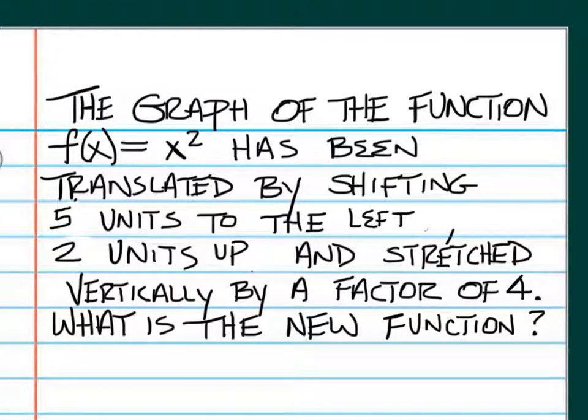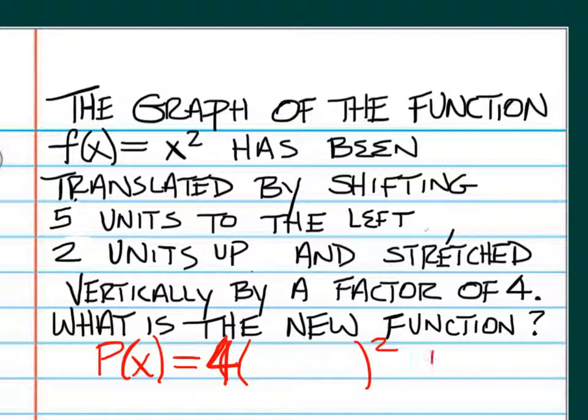The graph of the function f of x equals x squared has been translated by shifting 5 units to the left, 2 units up, and stretched vertically by a factor of 4. What is the new function? What do I write first? P of x equals. Do we put parentheses in? A 4. Okay, 4, parentheses, and then squared. Will there be a minus or plus 2 on the outside?